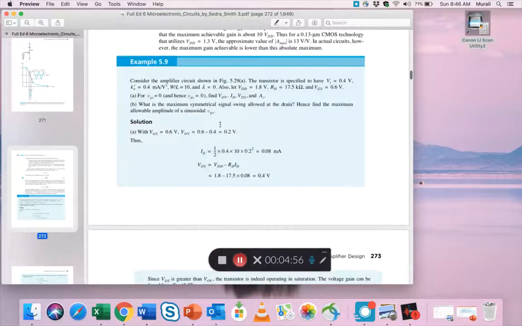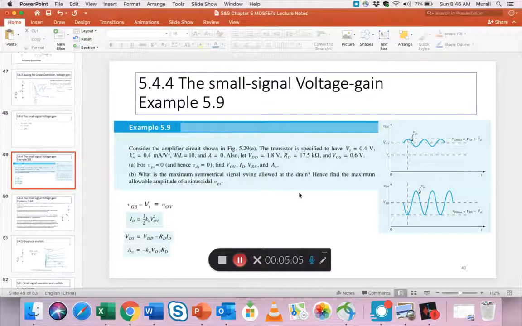So all that is part of this question. Let me go back to my PowerPoint, and then I'll come back here. So that is the circuit. The transistor is specified to have all these values: Vt is given, K is given, W by L. Luckily lambda is 0, so we don't have to worry about the correction because of channel length modulation. Also VDD is given, the biasing battery. The resistor in the drain circuit is given, VGS is given. So lots of things are given, which makes it easier.